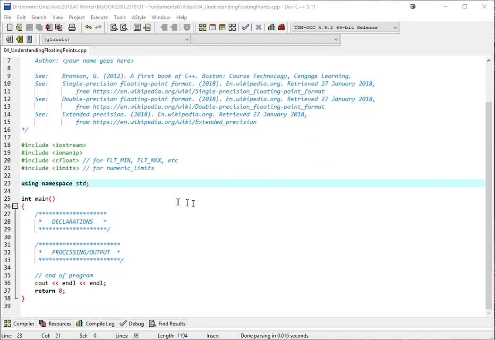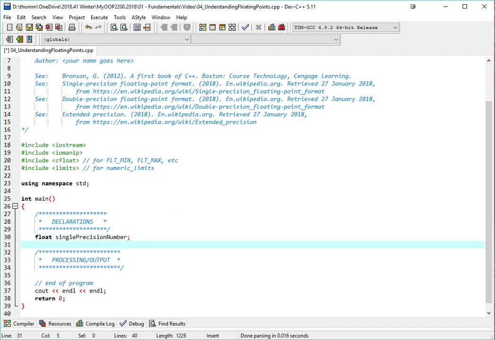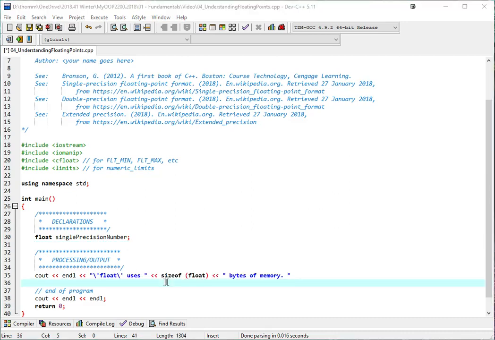So to start off with, in our program we'll create a float variable. I'm going to call it a single precision number. Just declare it. And then we'll output some information about this variable, starting with how large it is. I haven't bothered multiplying it by 8 here, so we're getting the number of bytes it takes up in memory, followed by what range of numbers it can hold.